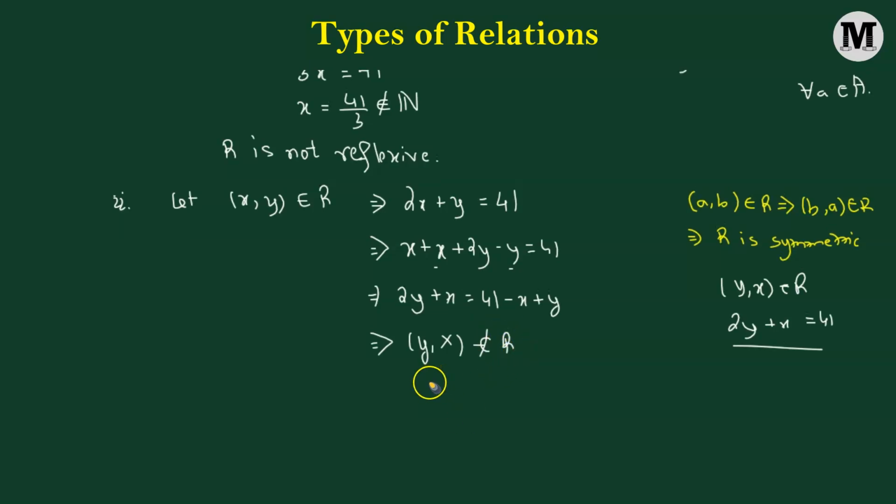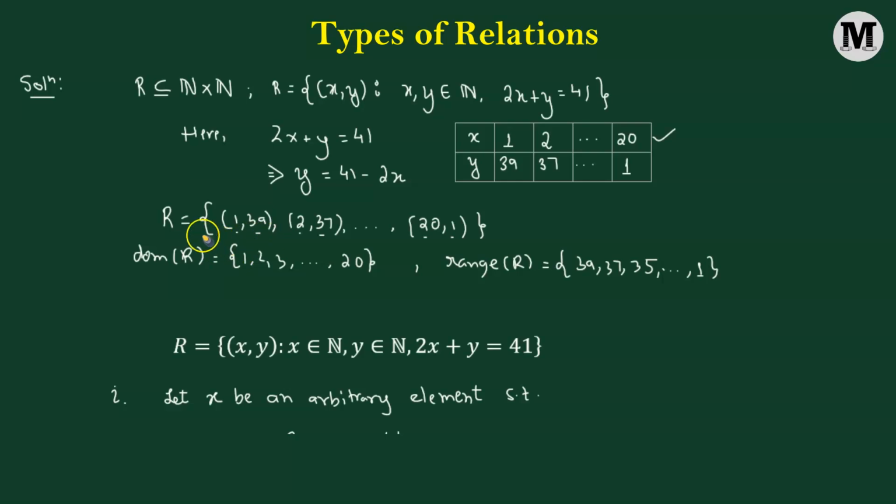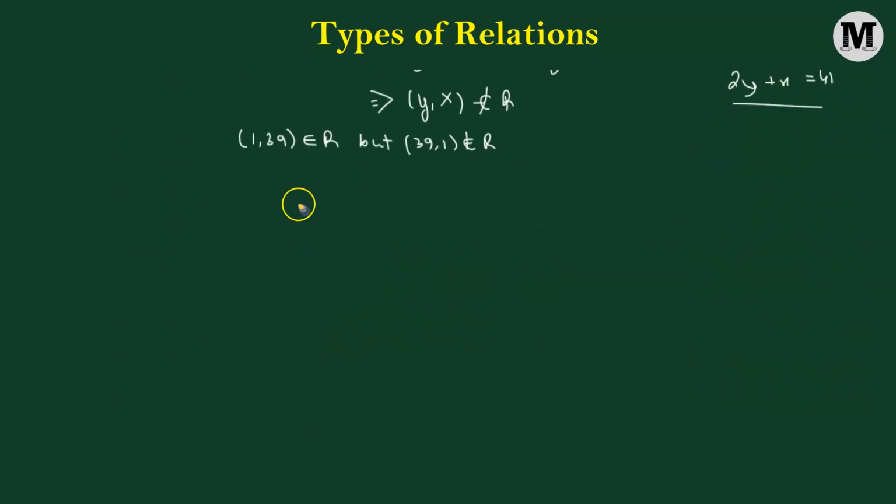This can be best understood with the help of an example. We have already verified that 1 comma 39 clearly belongs to the relation R, but 39 comma 1 does not belong to the relation R. We verified it while considering the ordered pairs for R. So 1 comma 39 belongs to R, but 39 comma 1 does not. This simply means that our relation R cannot be symmetric. So this is not symmetric. We have verified that our given relation R is not symmetric.